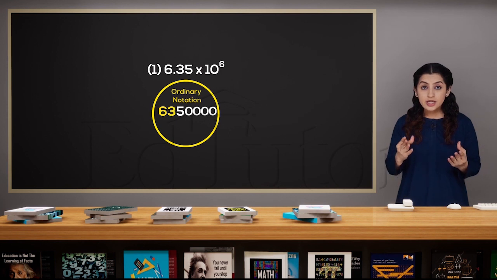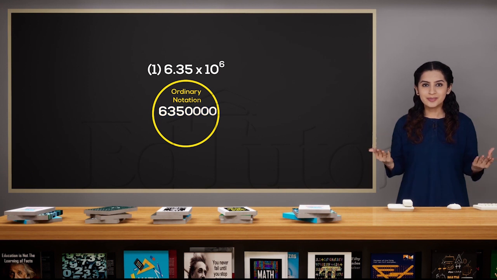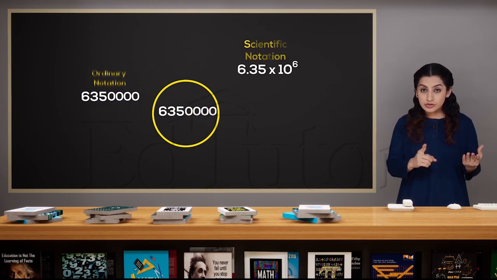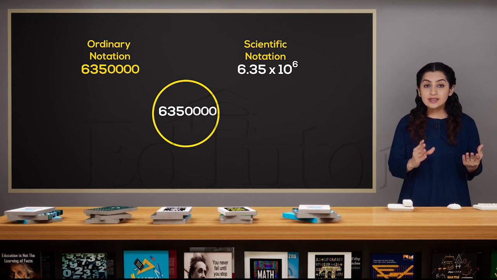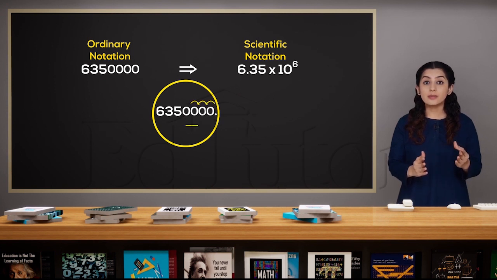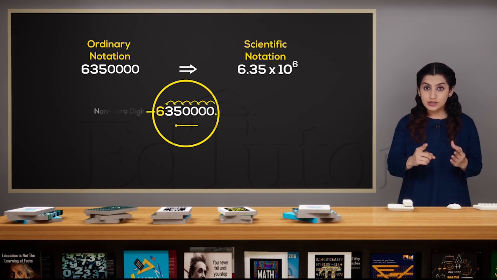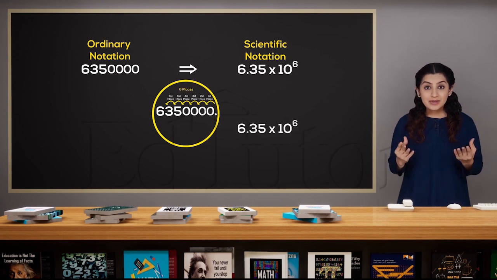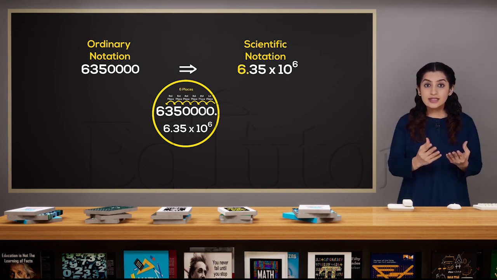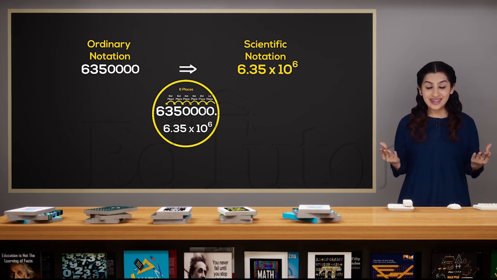Our ordinary notation becomes 6350000. Pretty easy, right? To counter-check if we did this correctly, let's convert this number back to its scientific notation, shifting the decimal point back to the left of the number to go from here to the first non-zero digit takes exactly 6 places. It becomes the same as before, 6.35 into 10 raised to the power 6. Interesting, right?